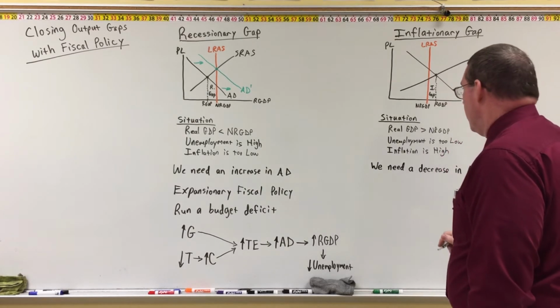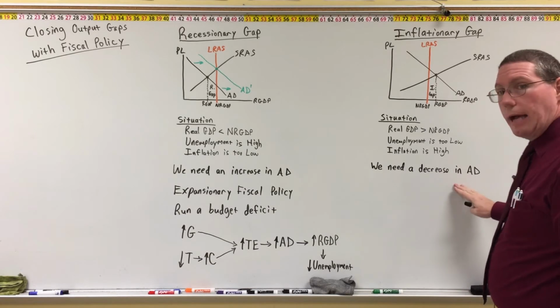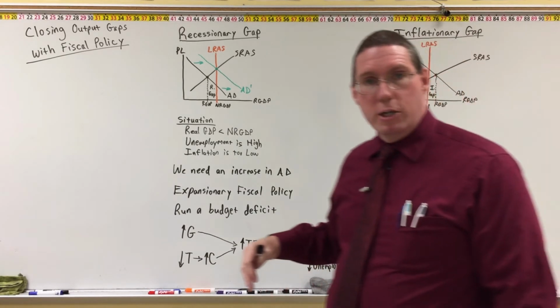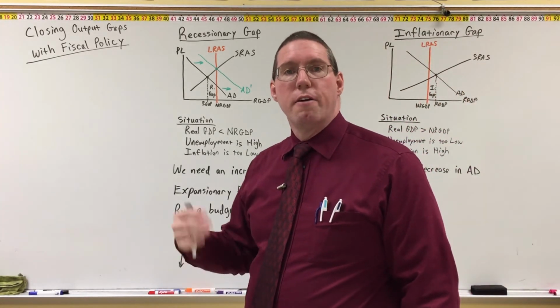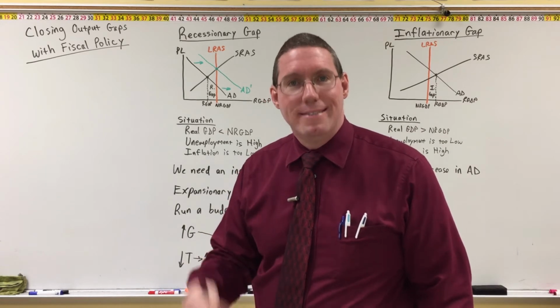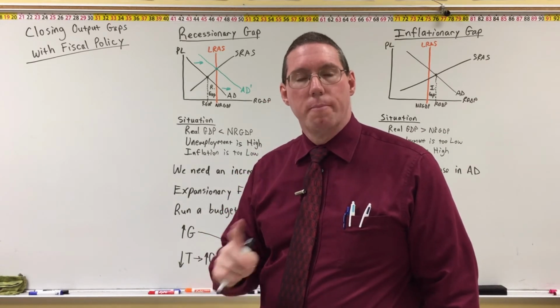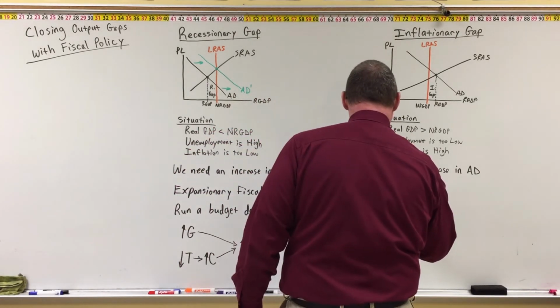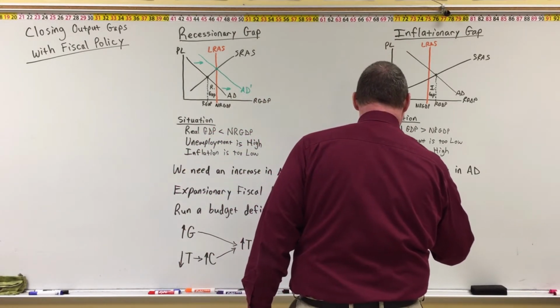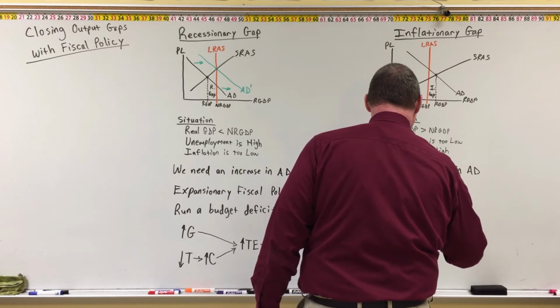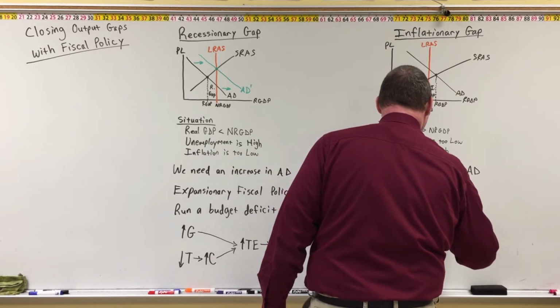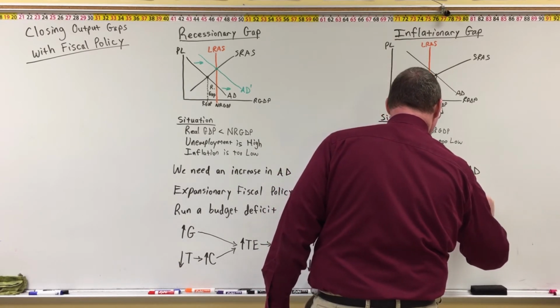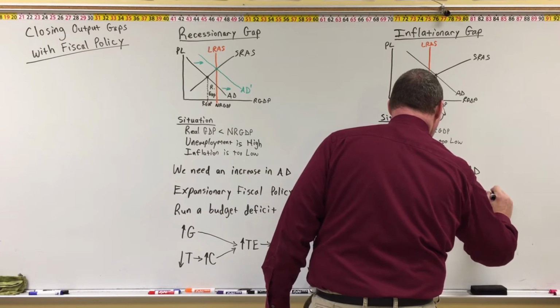Now, to decrease aggregate demand, we need to decrease total expenditure. And which kind of fiscal policy results in a decrease in total expenditure? That's contractionary fiscal policy. And so we need contractionary fiscal policy.